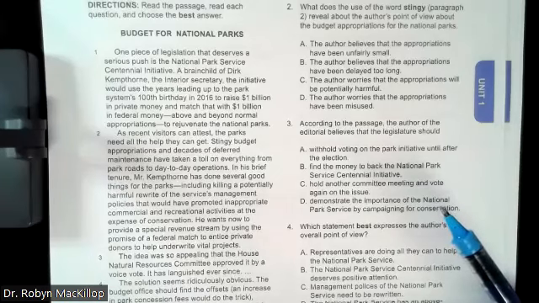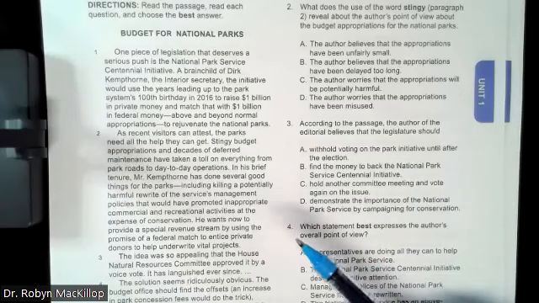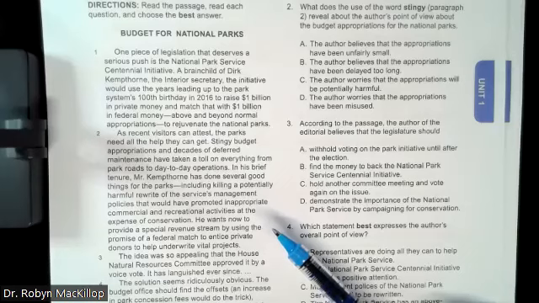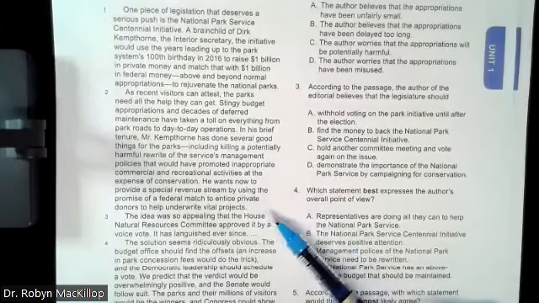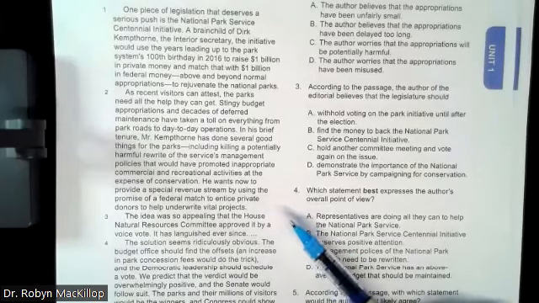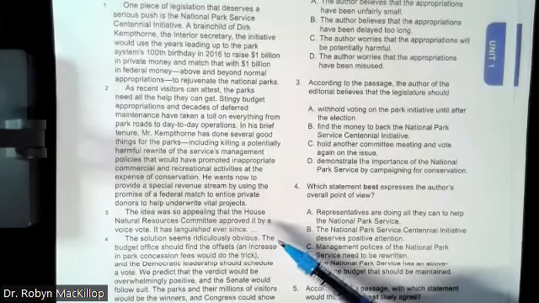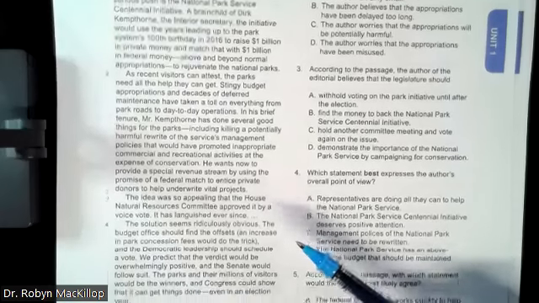In his brief tenure, Mr. Kempthorne has done several good things for the parks, including killing a potentially harmful rewrite of the service's management policies that would have promoted inappropriate commercial and recreational activities at the expense of conservation. He wants now to provide a special revenue stream by using the promise of a federal match to entice donors to help underwrite vital projects. The idea was so appealing that the House Natural Resources Committee approved it by a voice vote. It has languished ever since.